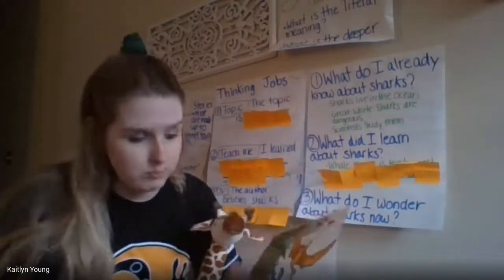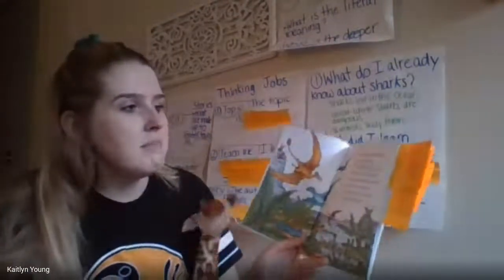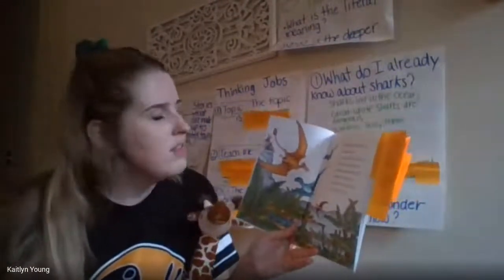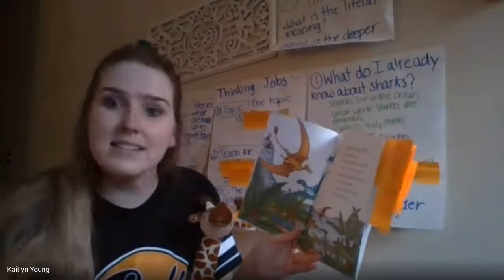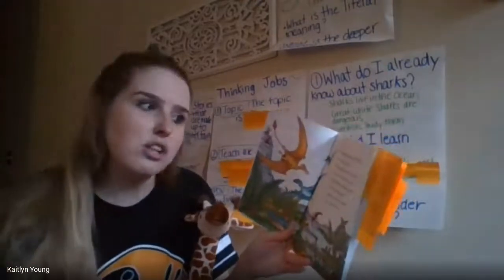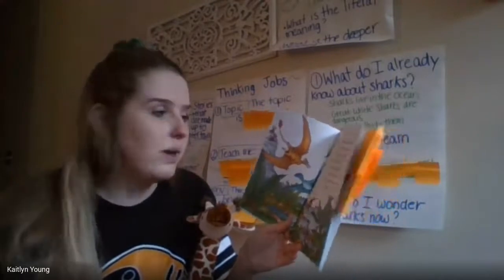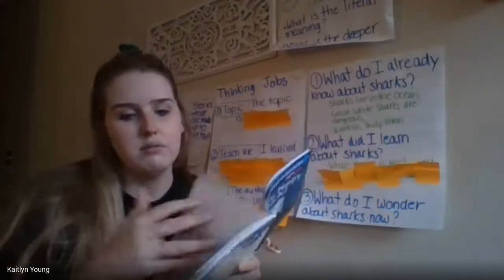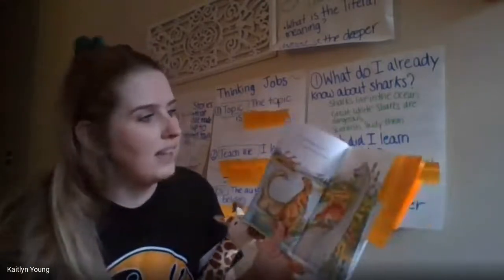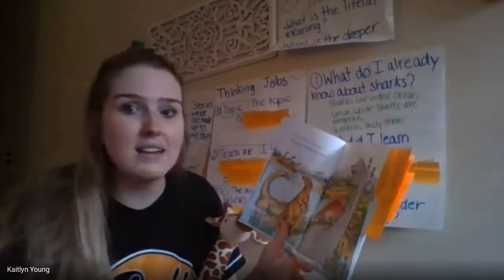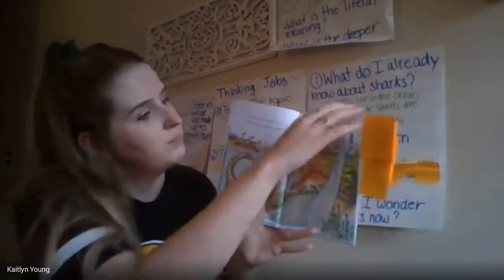By Joanna Cole. Millions and millions of years ago, the earth did not look the way it does now. Strange-looking plants grew in swamps. Reptiles with wings flew in the air. Everywhere on land were dinosaurs, dinosaurs, dinosaurs.